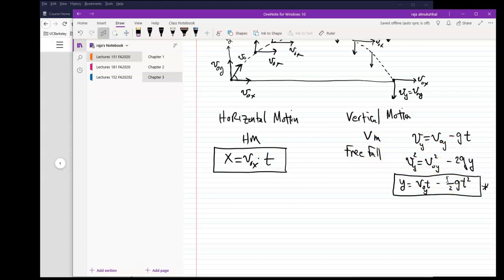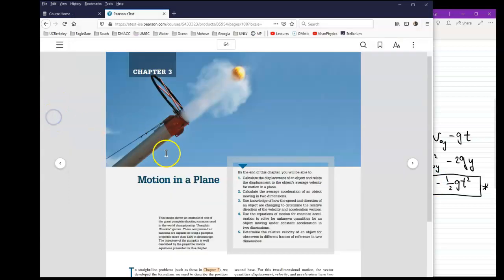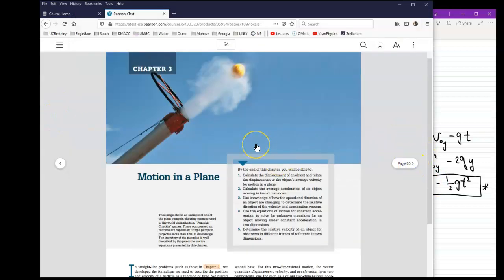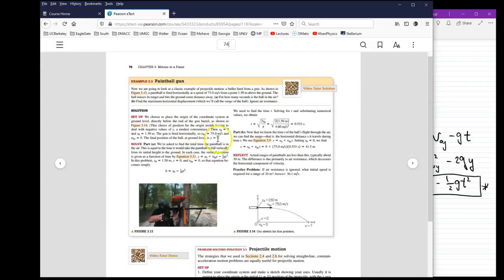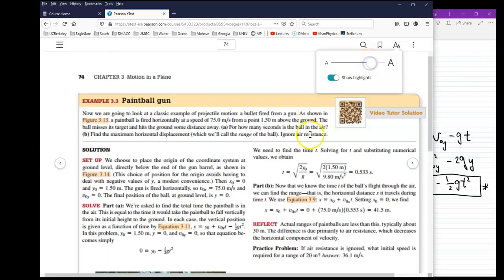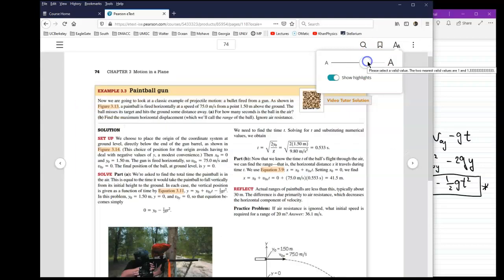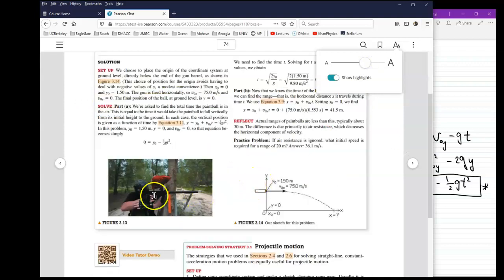Let me show you an example, show you how this works and how to apply all of that to some basic problems. I want to start with example 3.3 on page 74. Let me go there. 74. Right there, here. Let me make it a little bit bigger. Too big. All right, so you have this picture. This is a paintball gun. You got this boy shooting with his paintball gun.